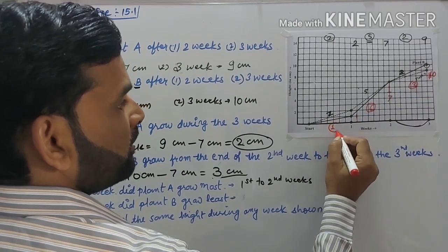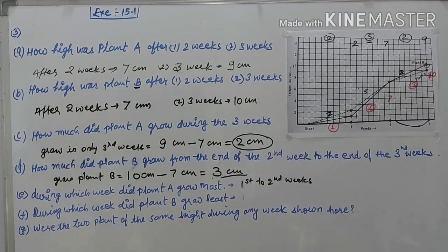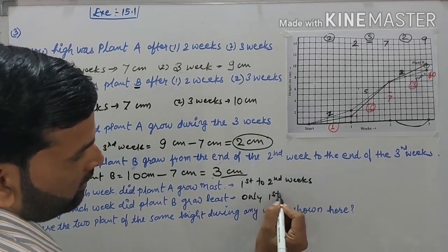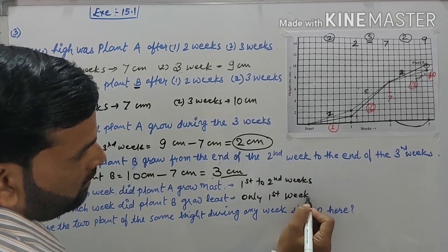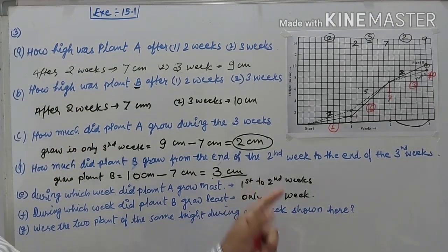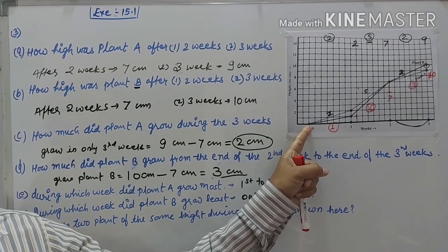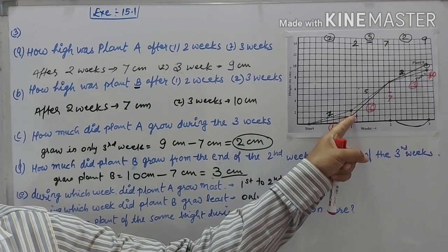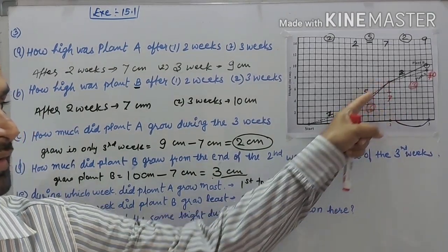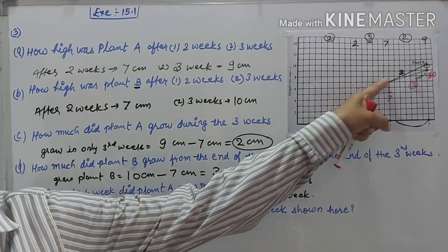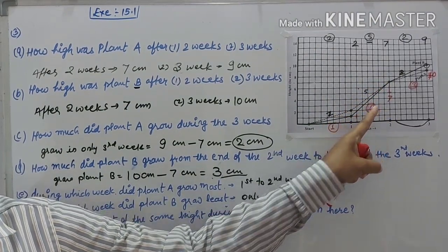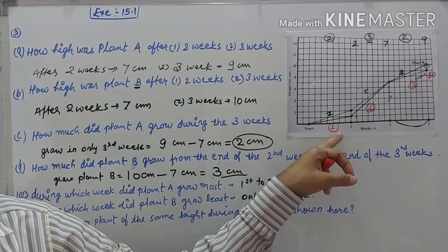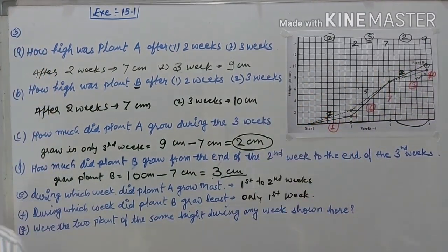It means the minimum growth, the least growth, is in the first week, only the first week, because in the first week the length is the smallest. Plant B grows 1 centimeter in height, but in the second week the height is 6. The difference between the end and starting point is 6 centimeters, and in the third week, 10 minus 7 is 3 centimeters of growth. So the minimum growth is only in the first week.